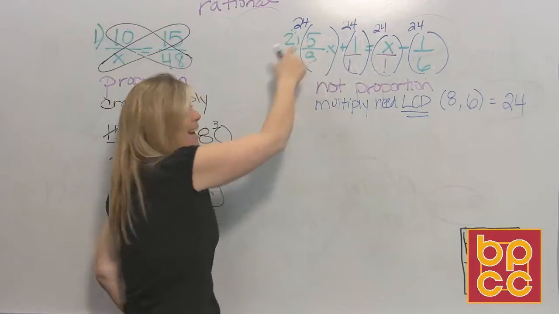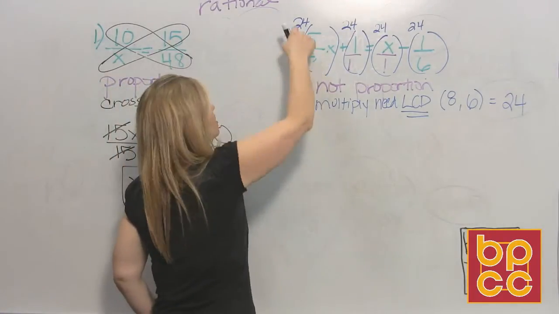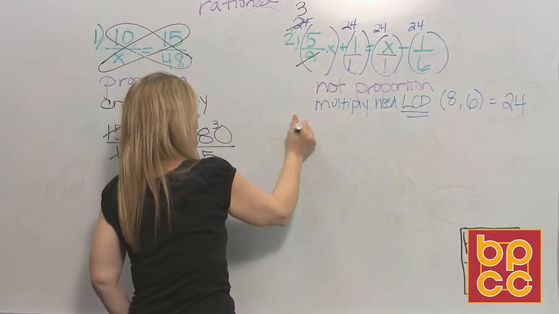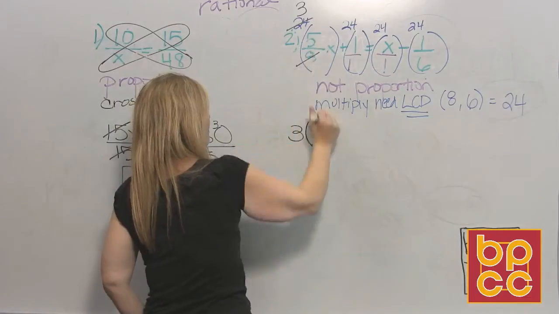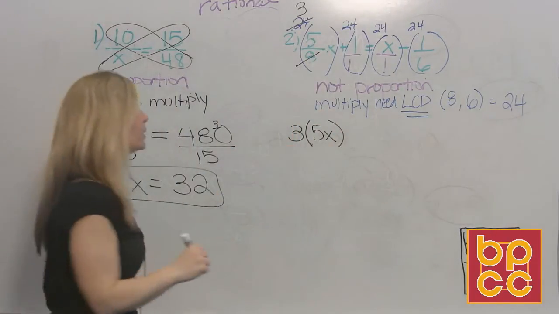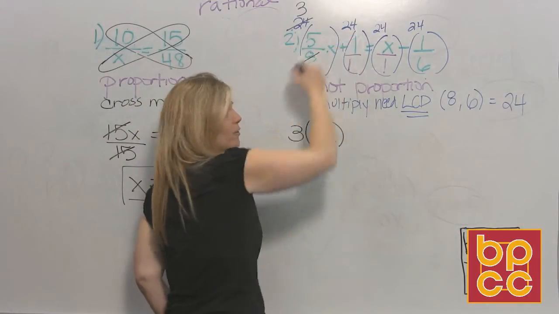5 didn't divide into 8. That's why we had a fraction. 8 divides into 24, though, 3 times. So you're left with 3 parentheses 5x. Do you see a fraction anymore? No. Now we're going to come over here. The denominator is 1. Is dividing 1 into 24 going to change it?